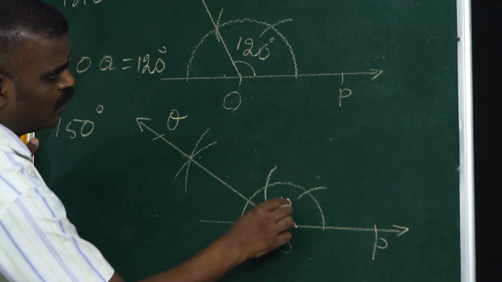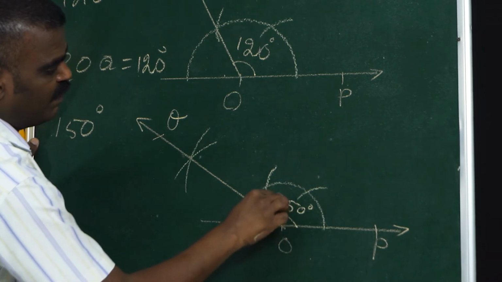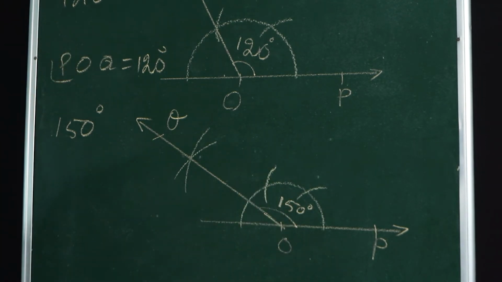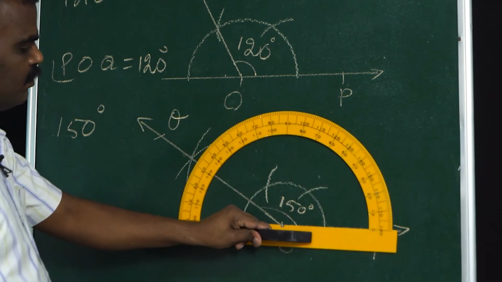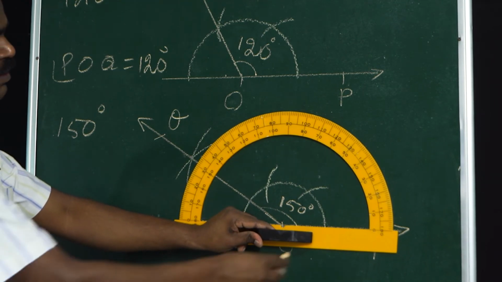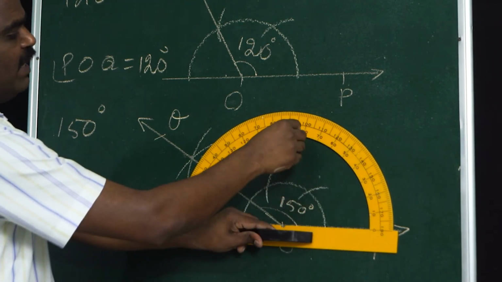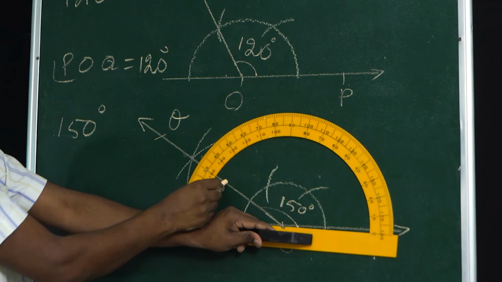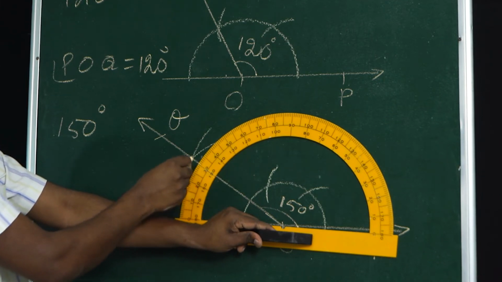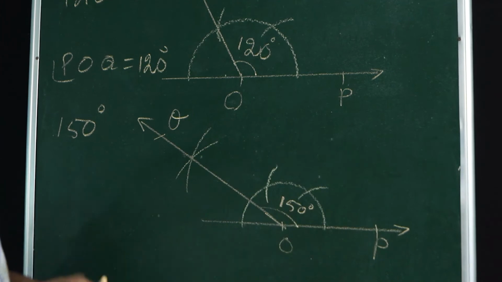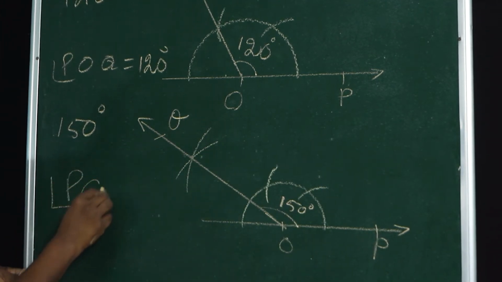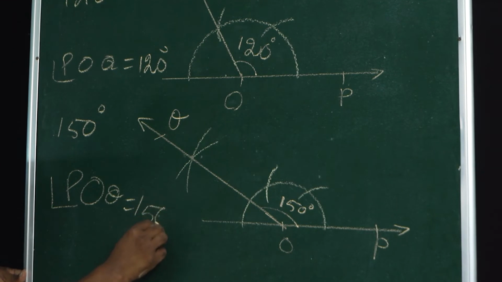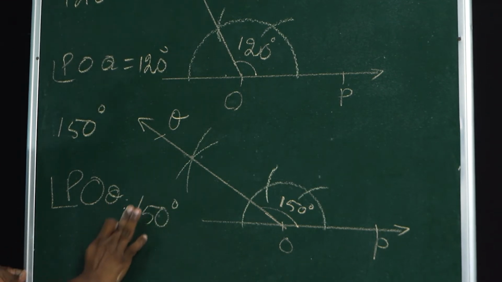This angle is how many? 150 degree. Let us check whether it is 150 or not. Take your protractor. You know how to measure, right? 0, 10, 20, and so on up to 150. Is it coming 150 degree exactly? Look at the protractor. Yes or no? Yes. So, angle POQ is equal to how many degree? 150 degree. Okay.